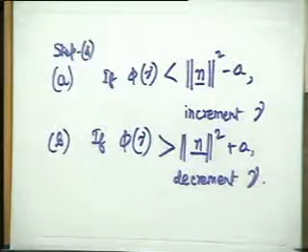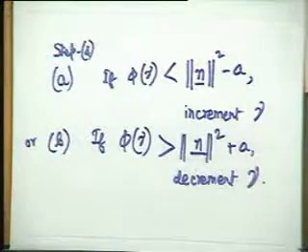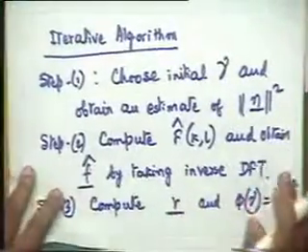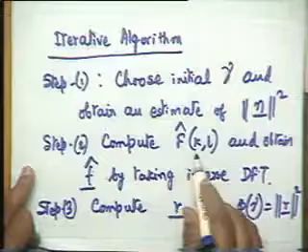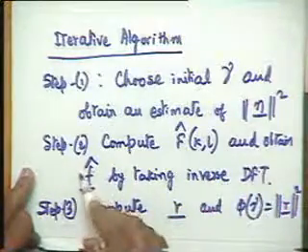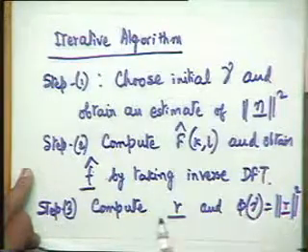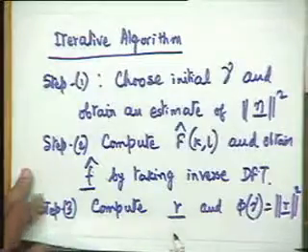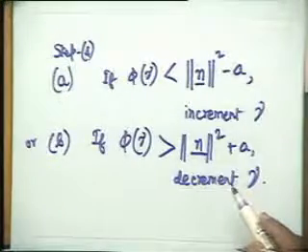Okay, and after incrementing or decrementing, what are you going to do? In which step will you come back? Again we will come back to step 2, means with the new value of gamma, we will have a new estimate of f hat kl and obtain a new f hat vector, and then we will be computing R, that is to say the residual vector in the second iteration, and then proceed this thing in a loop. Okay, and when does the loop stop? When phi gamma lies within the limits n square plus or minus a.